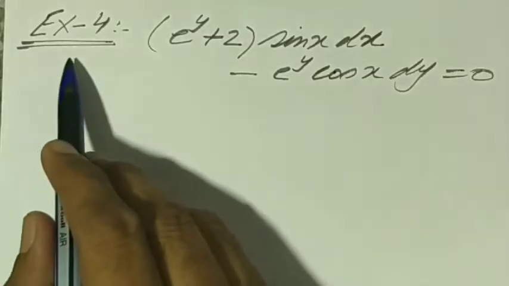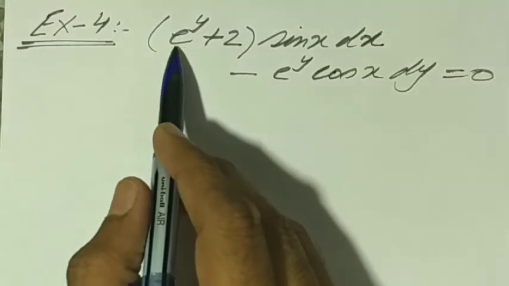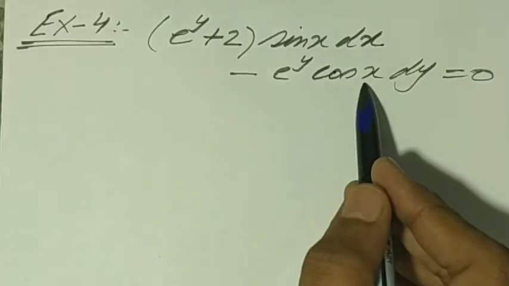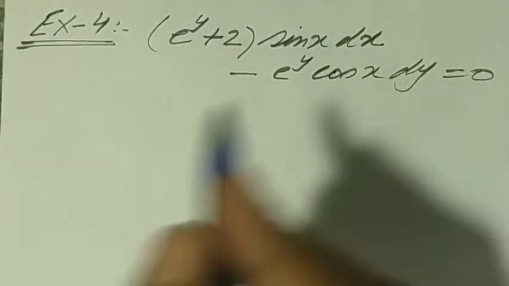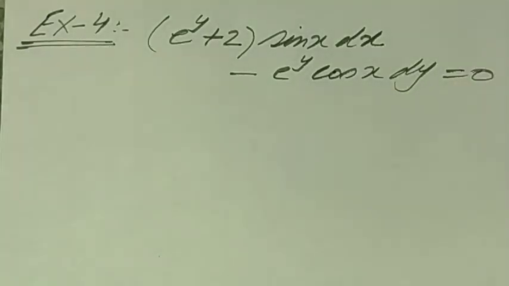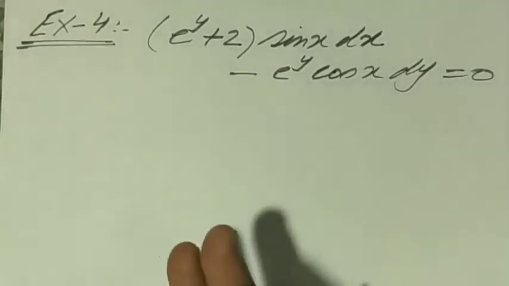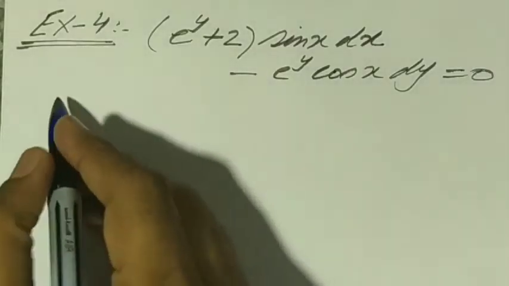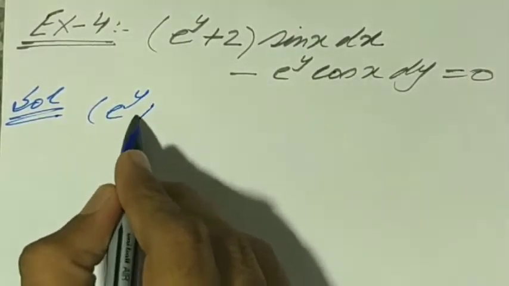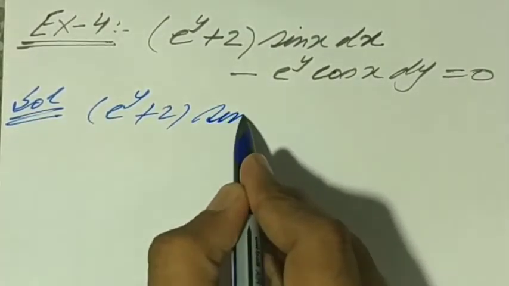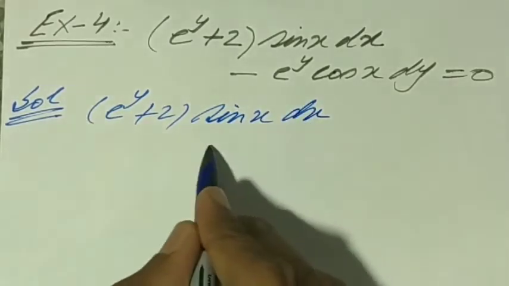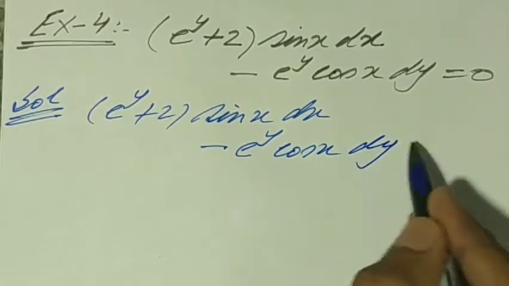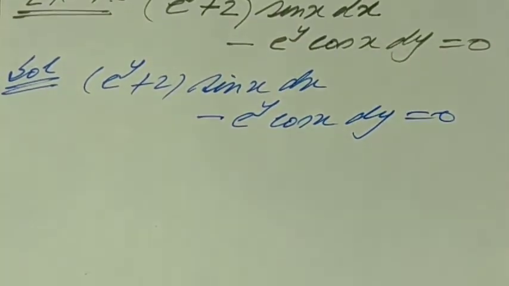Now let's take example number 4, which is bracket e raised to the power y plus 2 sin x dx minus e raised to the power y cos x dy is equal to 0. So obviously this is also not in the standard form. So first we have to rewrite it in the form of f(y) dy is equal to phi(x) dx. e raised to the power y plus 2 sin x dx minus e raised to the power y cos x dy is equal to 0. This is the given differential equation.